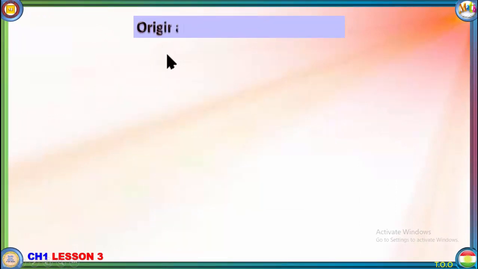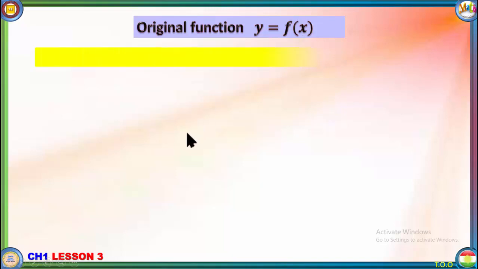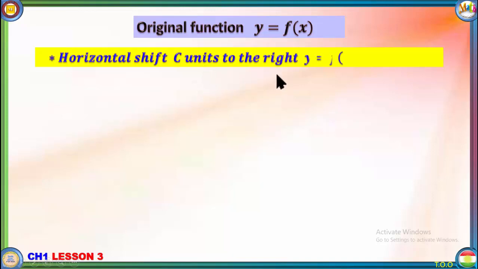If we have an original function y equals f(x), the first transformation is a horizontal shift c units to the right. Then y equals f(x) becomes y equals f(x minus c). In this case, we subtract the value of c from x.